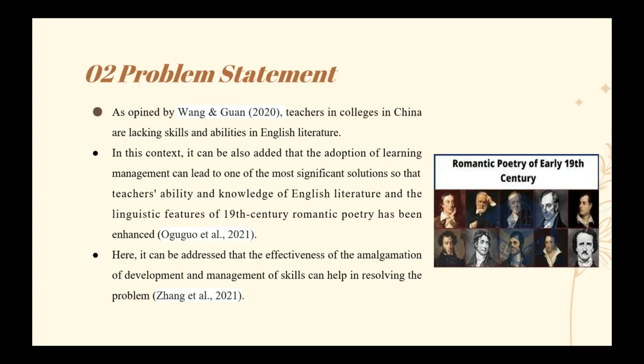In this context, it can also be added that the adoption of learning management can lead to one of the most important solutions so that teachers' ability and knowledge of English literature and the linguistic features of 19th century Romantic poetry can be improved. Here it can be addressed that the effectiveness and the development and management of skills can help in resolving those problems.